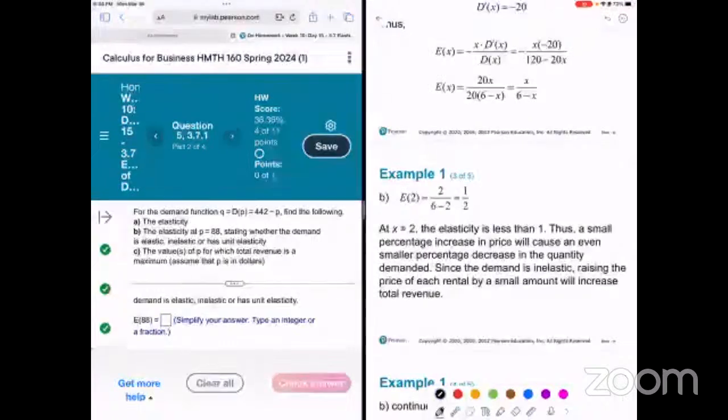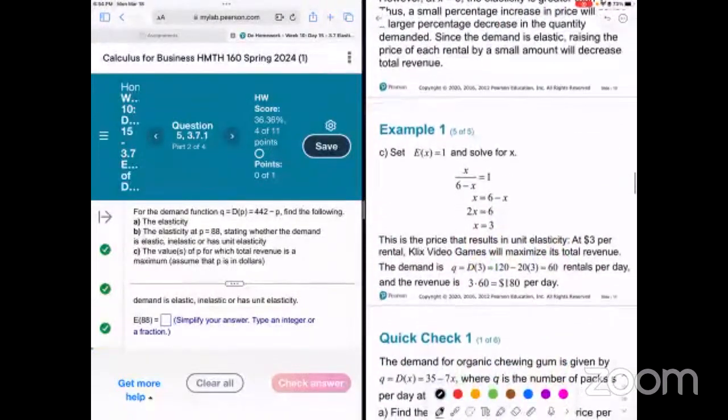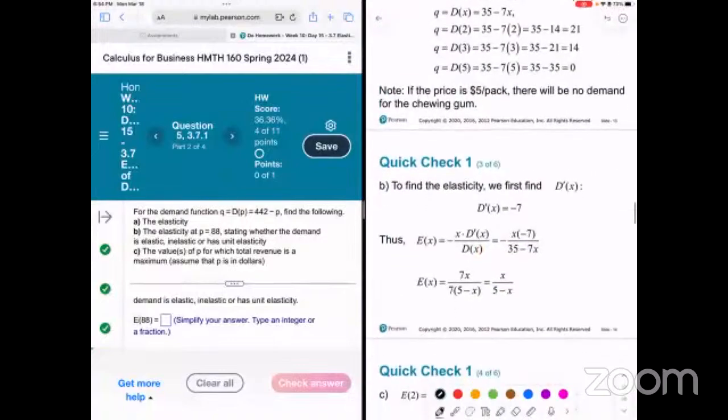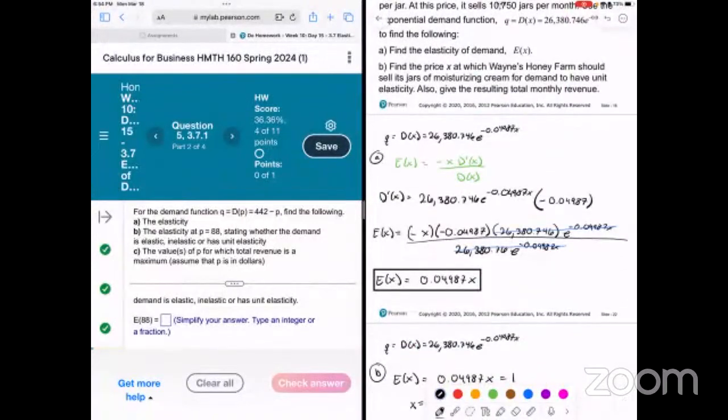So the total revenue is increasing. I guess one way you can think of it is if we're trying to get to 1, and the elasticity is less than 1, we need to increase to get to 1. So you can say the total revenue is increasing. If you're larger than 1 and you're still trying to get to 1, the total revenue needs to decrease to get to 1.